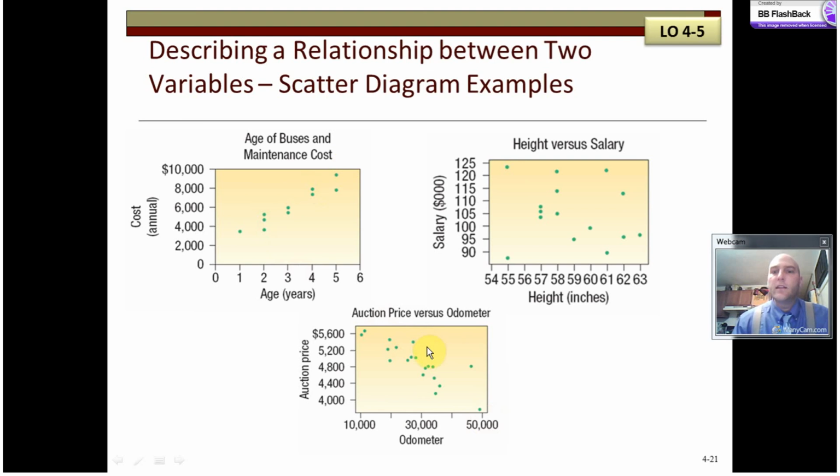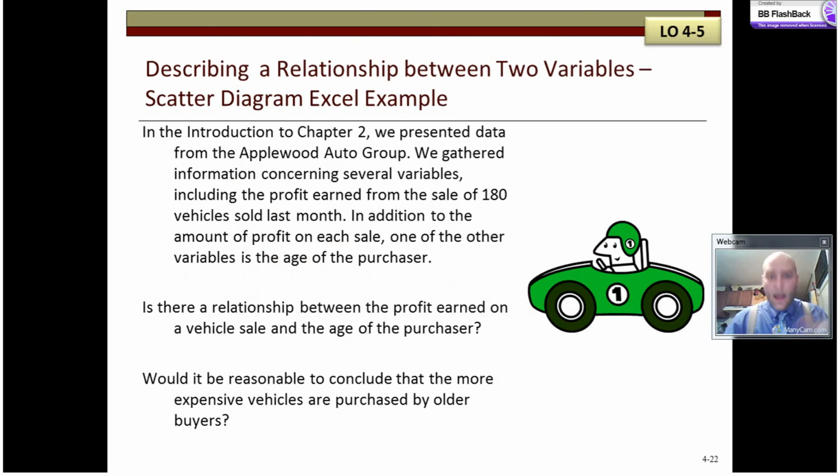Positive relation, negative relation. Now here, if we're trying to find a relation between height and salary, it doesn't look like we've got any relation between those two variables. So we might consider that to be no relation. If we look at the Applewood data we talked about before, we can see that there's 180 vehicles, and maybe we want to know if there's a relation between the profit earned on each car and the age of the car purchaser. Are you getting more money from younger people or more money from older people?